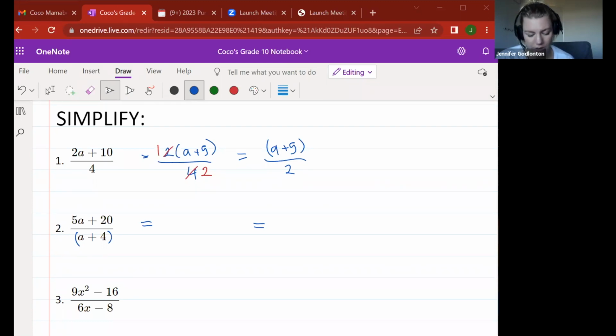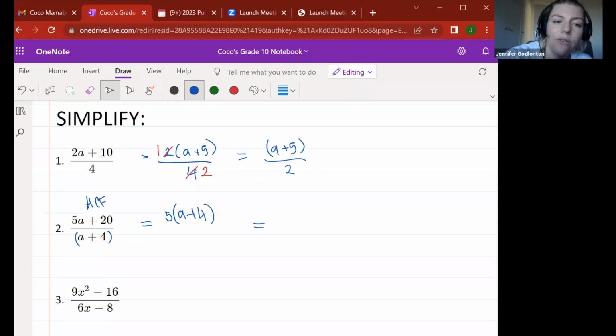Okay, thank you, ma'am. Okay, so we're getting some good answers coming in. When we do our highest common factor over here, I'm going to take out my 5. So I'm going to have 5, and then inside my bracket, I'm going to have a plus 4. Remember, when you do your factorization, you can always check that you're right, because 5 times a is 5a, and 5 times 4 is 20. Okay, and that needs to give us what we started with, over a plus 4.